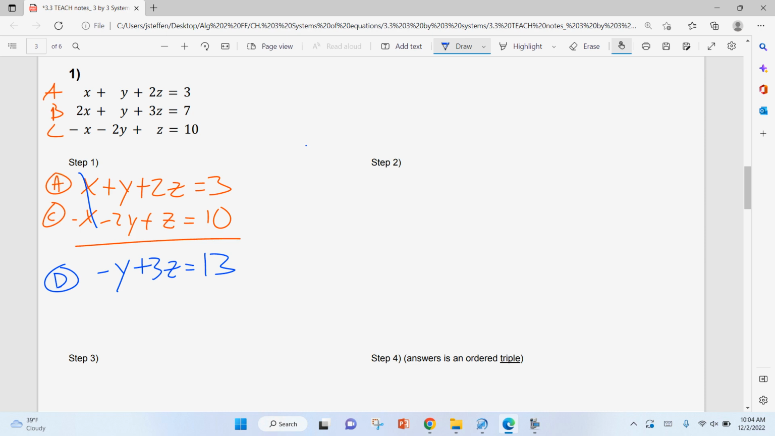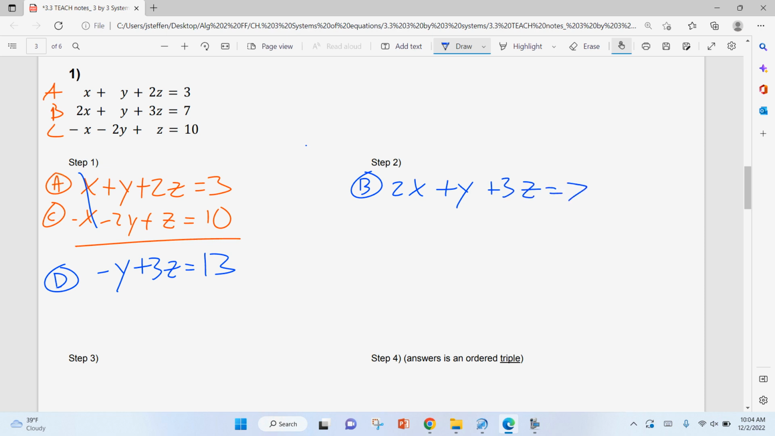I did not use equation B, so I have to use equation B in step 2. And if you cancel x's in the first one, you have to cancel x's in step 2. If you don't do that, you'll find out really quickly in step 3 that it does not work out very well. So I need to cancel my x's. If you want to use a and b, you can. I'm going to use b and c because with c, the x is already negative, so I just have to multiply everything by 2. So on step 2, my b is 2x plus y plus 3z is equal to 7.